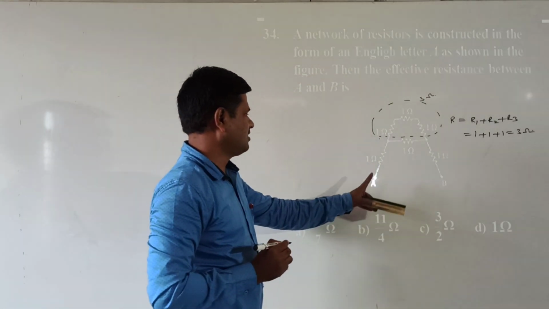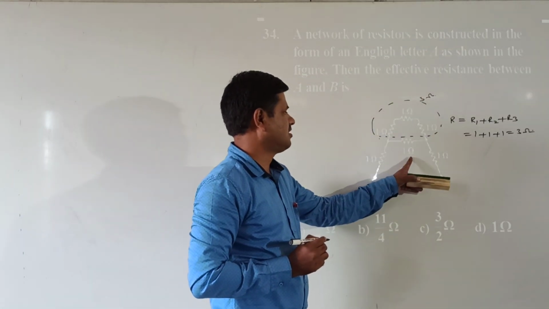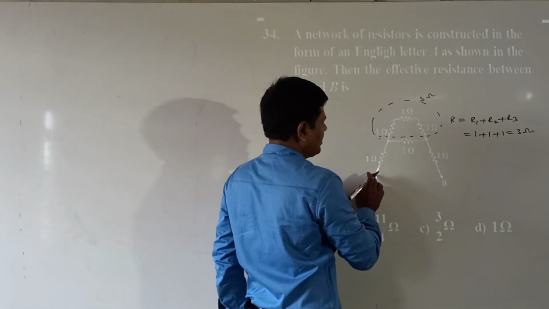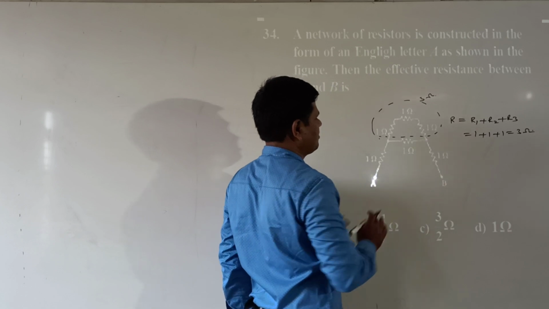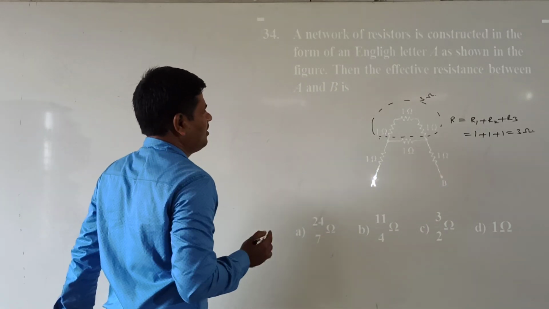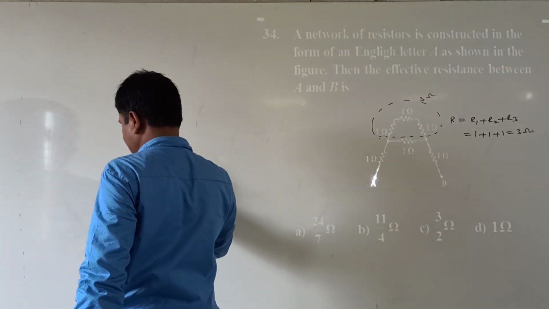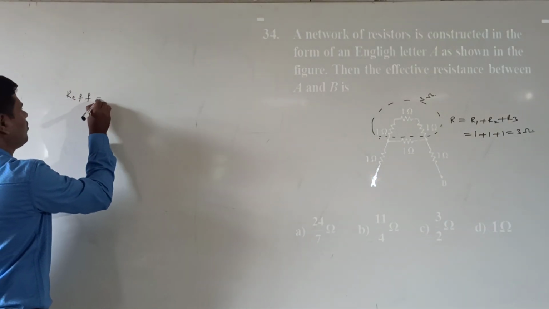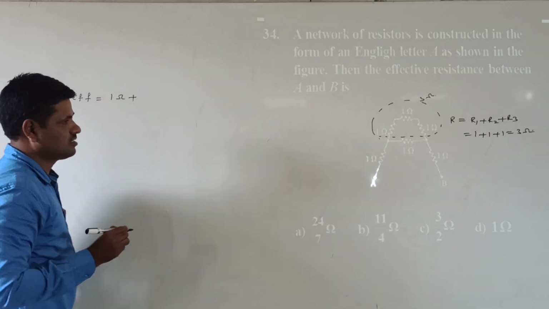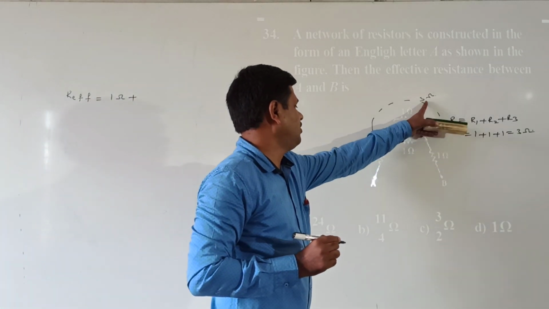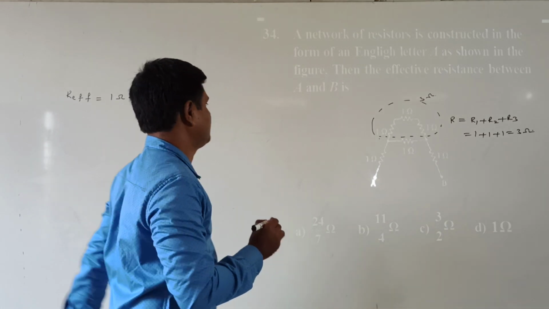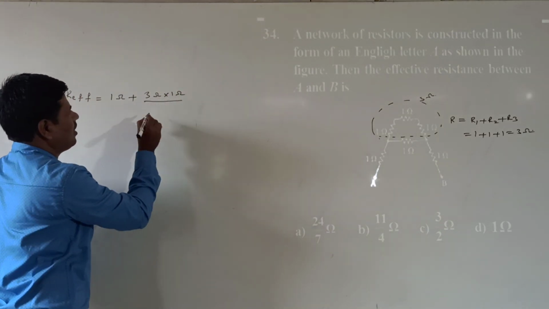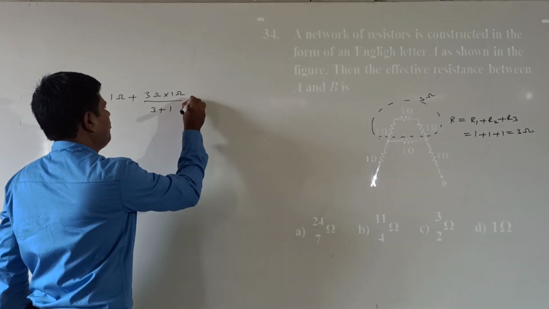Next, this is a 1 ohm, this is a 3 ohm, this is a 1 ohm, this is a 1 ohm. Here 3 ohm and 1 ohm are in parallel, and the total combination is in series. Effective resistance between A and B is equal to 1 ohm plus the parallel combination of 3 ohm and 1 ohm, which is R1 R2 by R1 plus R2.